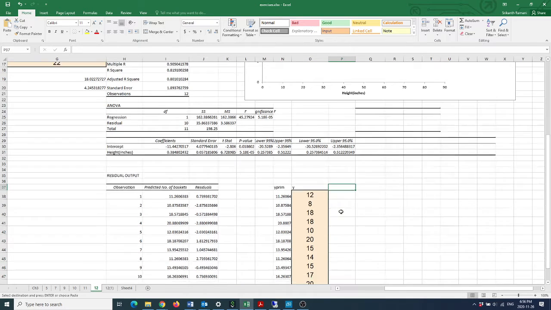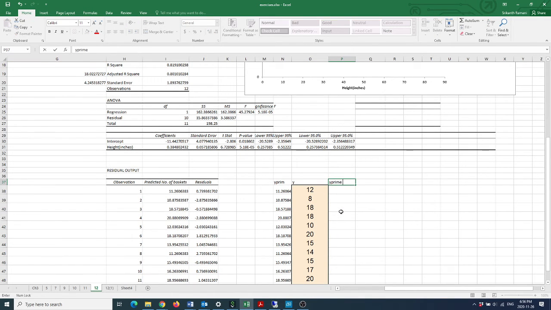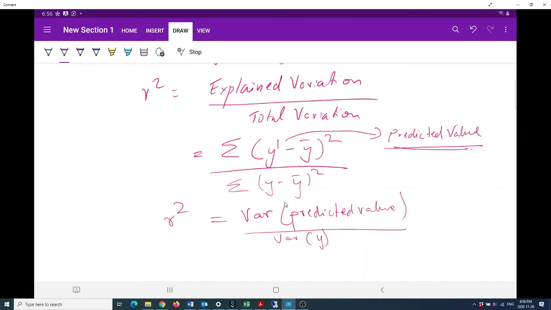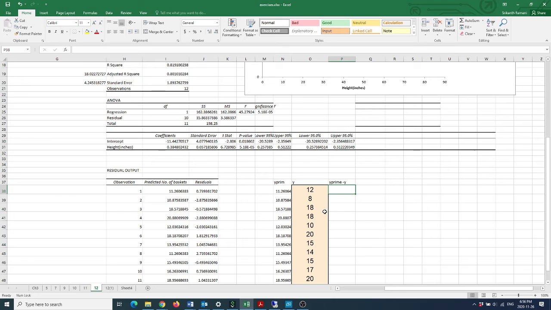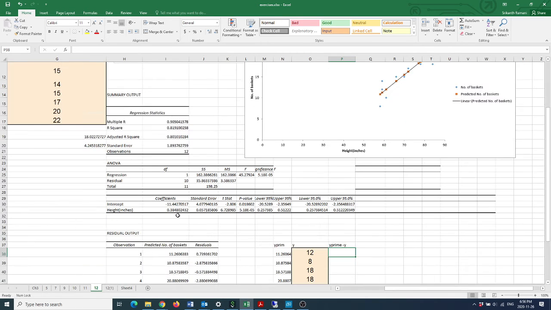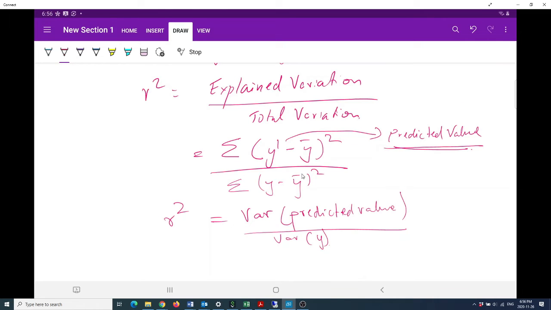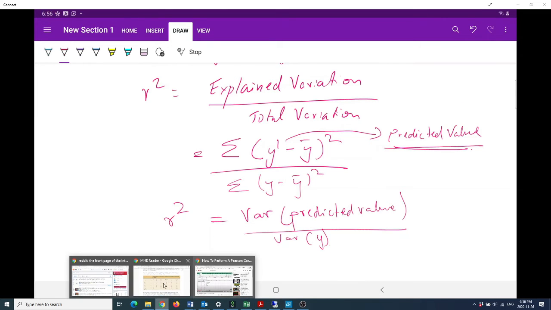Right? And using this, you could find out your y prime minus y. And similarly, you could also compute your y minus y bar. And once you compute all these values, you could definitely compute your R square, and that will become 0.81. And your textbook gives you more examples.